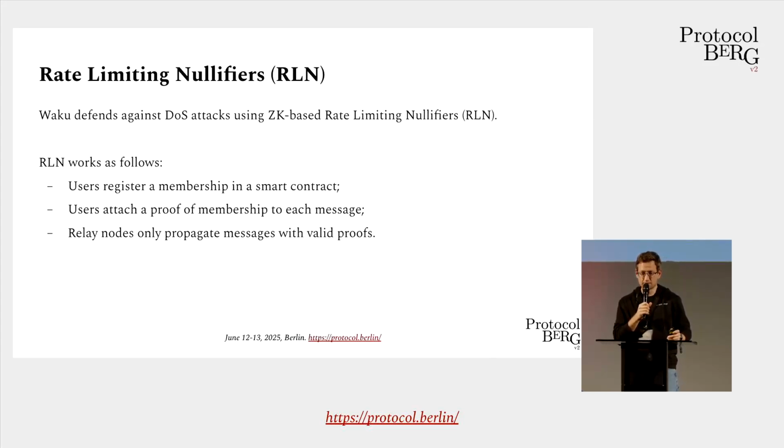RLN, in the previous slide, stands for rate limiting nullifiers. This is a technique that we use to protect the network against spam attacks or denial of service attacks. Of course, if we have a permissionless network that anyone can join, then spam becomes a problem. And we don't want to compromise the user's privacy or introduce any kind of identification to fight that. So instead, we use a zero-knowledge-based technique where users register with a smart contract, and then with every message that you want to send, you attach a proof that proves that you own a currently valid membership in the membership set without revealing which membership you own, so without revealing your identity.